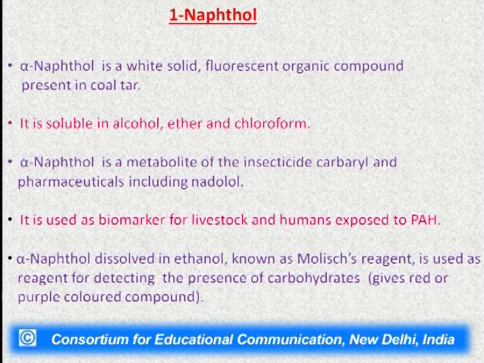Alpha naphthol is soluble in alcohol, ether and chloroform. It is a metabolite of the insecticide carbaryl and pharmaceuticals including nadolol. It is also used as a biomarker for livestock and humans exposed to polynuclear aromatic hydrocarbons. Alpha naphthol dissolved in ethanol is known as Molisch reagent, and this reagent is used for detecting the presence of carbohydrate in the systematic analysis of organic compounds. In this reaction, alpha naphthol reacts with carbohydrate to give a red or purple colored compound.